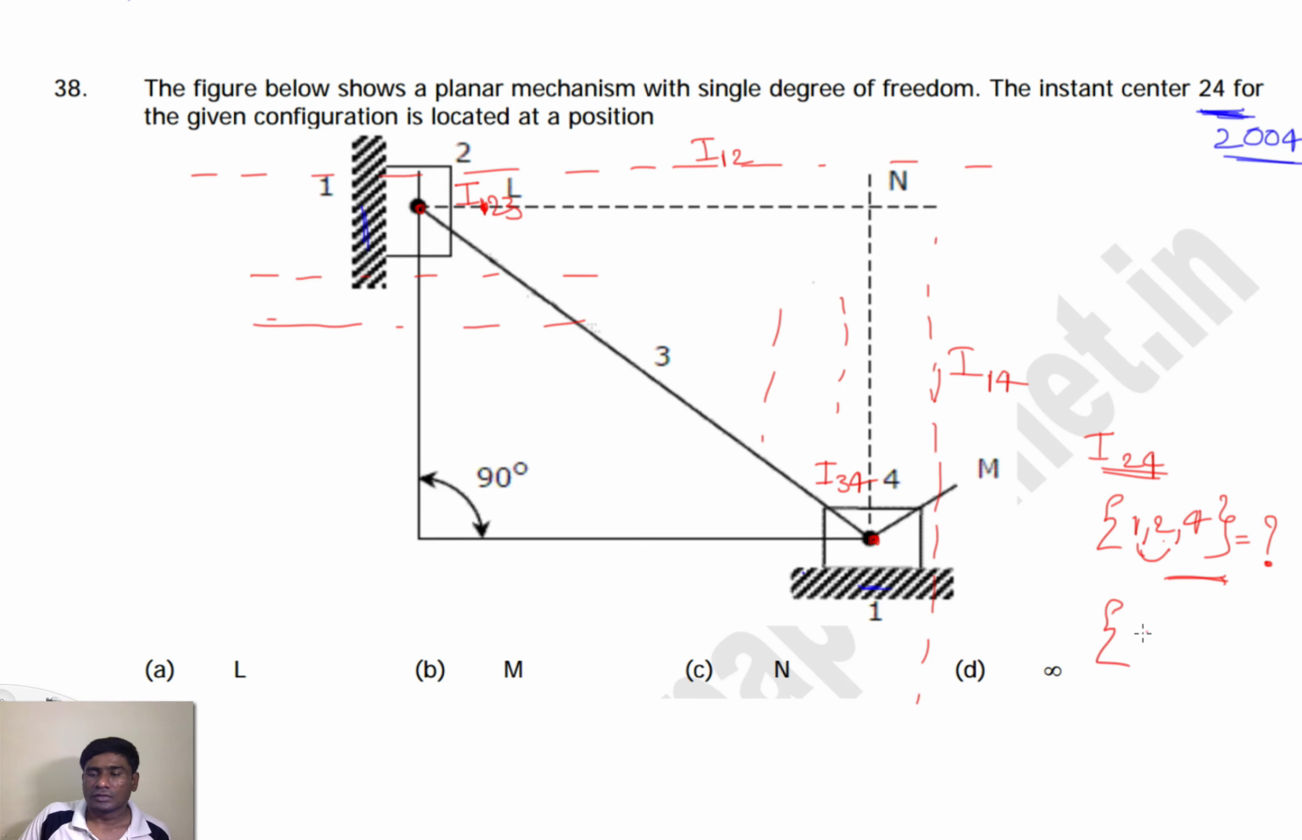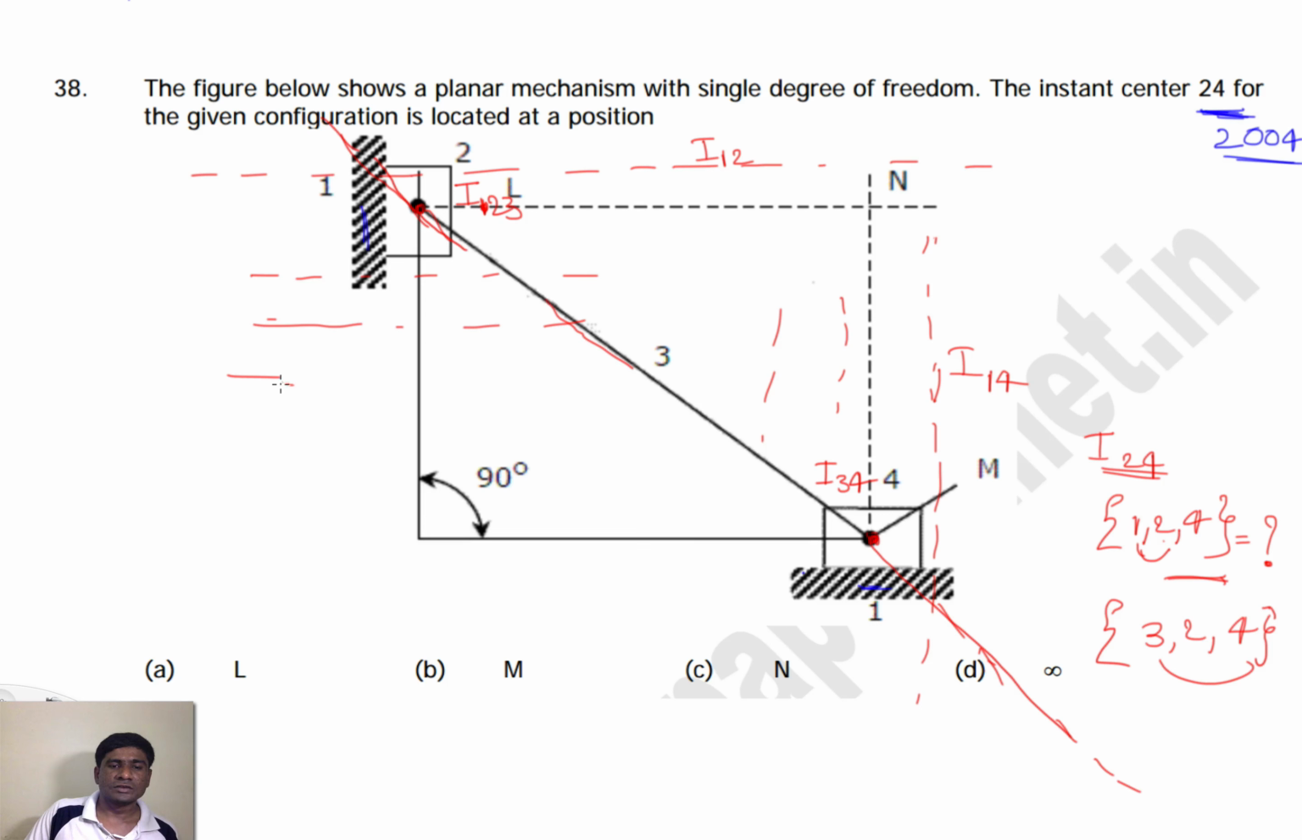So take another set that consists of 3, 2, 4. Here we know instantaneous center I23 and instantaneous center I34. This is I34. So the instantaneous center I24 should lie on this line, should lie on this line, and these lines we don't know, these lines can meet at any place.